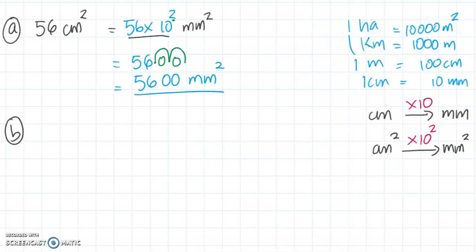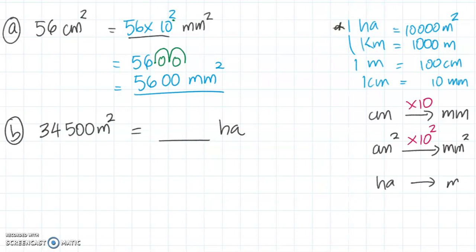Say we have 34,500 square meters, and you need to convert that to hectares. Now, based on that, 1 hectare is equal to 10,000 square meters. So what that means is if we have to convert from hectare to square meters, we need to multiply by 10,000. But for this question, we need to convert from square meters to hectares. So therefore, we are actually reversing the process.